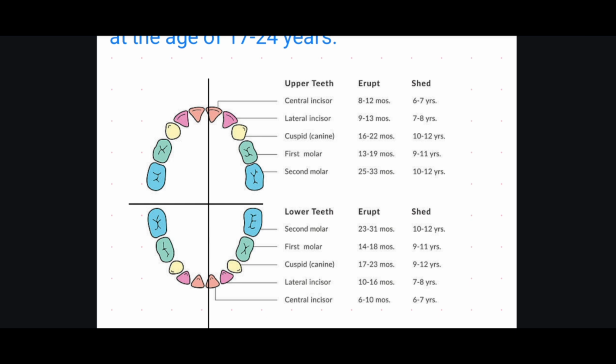As we start to grow, the milk teeth gradually start to fall off between the age of 6 to 12 years, and they get replaced by the permanent teeth. The permanent teeth consist of 32 teeth, and the last set of teeth, which appear at around the age of 17 to 24 years, is called the wisdom teeth. They are called wisdom teeth because they appear later, after all the other teeth have appeared.